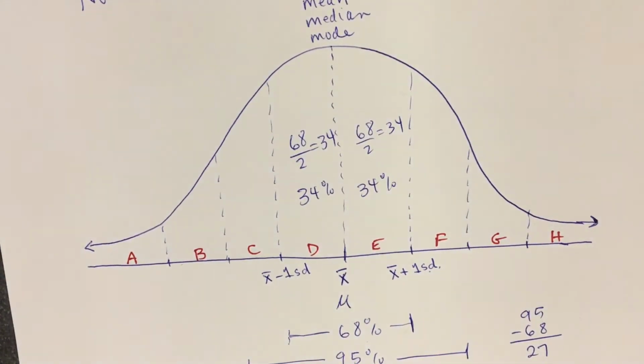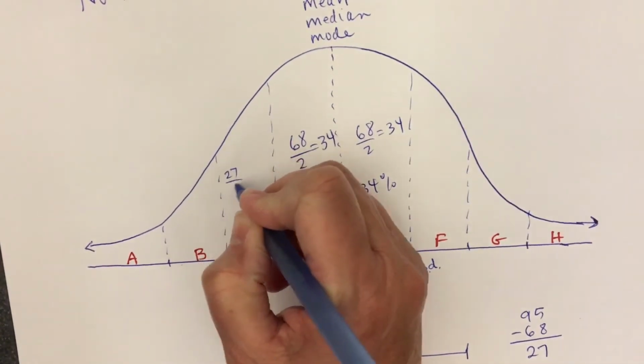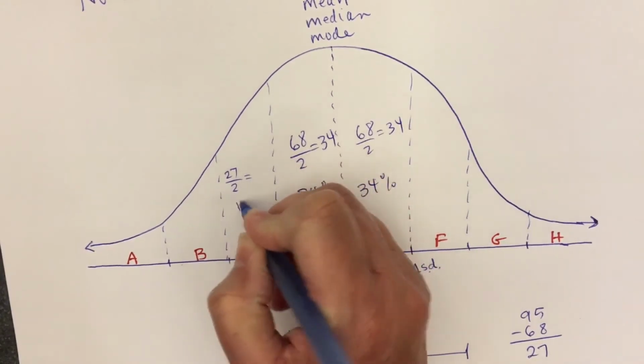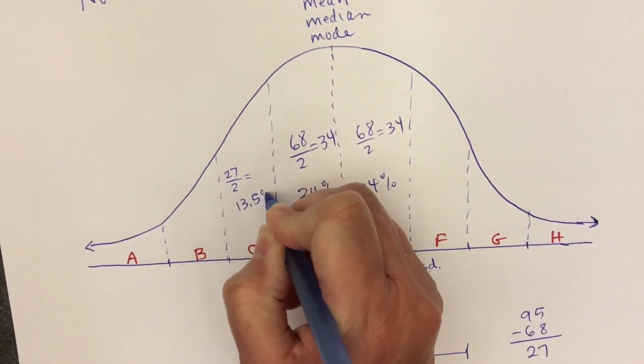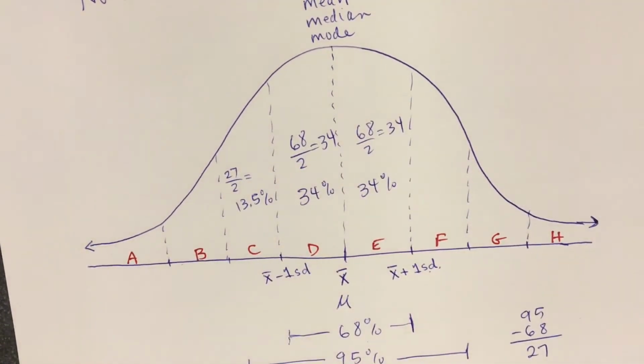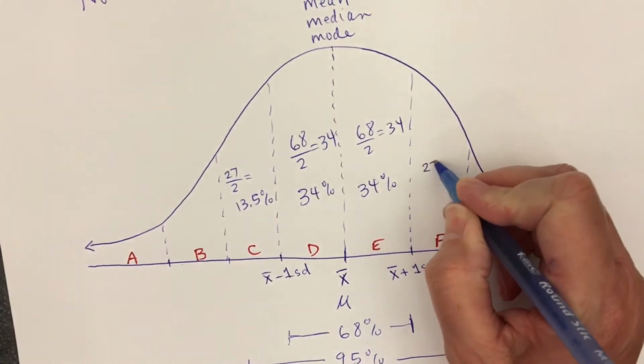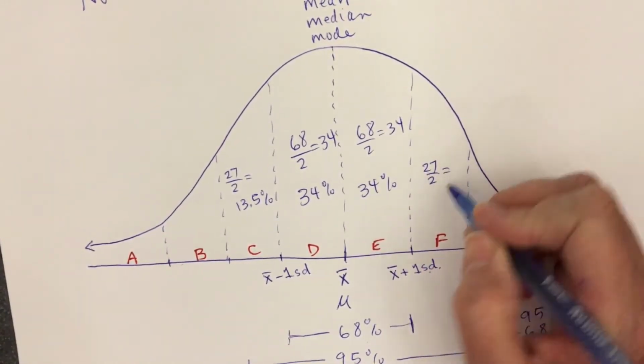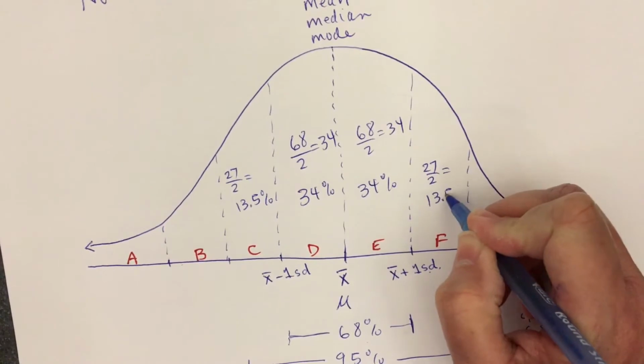C and F are the exact same size. So for C, we'll do 27 divided by 2. That would be 13.5. 13.5% of the data will be in region C. The same for F. It gets the other half. 27 divided by 2 is 13.5.